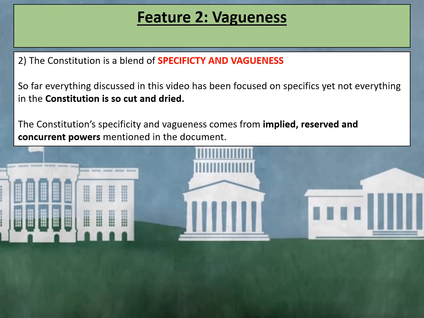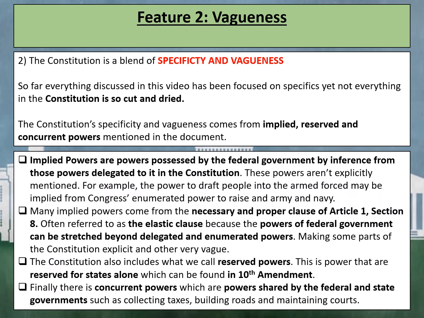A second feature of the US Constitution is its blend of specificity and vagueness. So far, everything discussed in this video has been focused on specifics, yet not everything in the Constitution is so cut and dried. We need to be aware of what is known as implied, reserved, and concurrent powers. Implied powers are powers possessed by the federal government by inference from those powers delegated to it in the Constitution. These powers aren't explicitly mentioned.